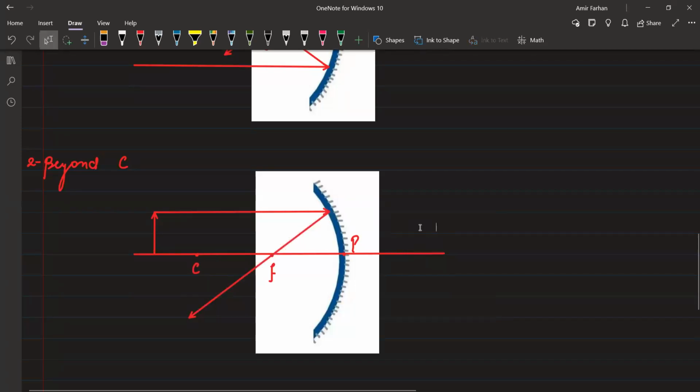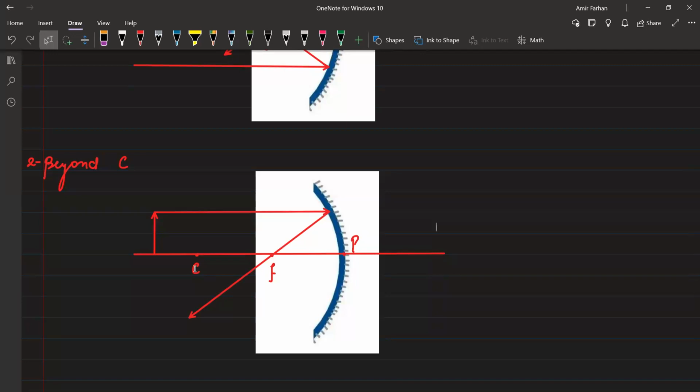Okay. Now you have two options for the other ray. Either you take the ray that will pass through the center of curvature. When the ray passes through the center of curvature, it will retrace its path. It is the property. Every mirror has this property, or even lenses as well. When the ray passes through the center of curvature, it will retrace its path. Clear?